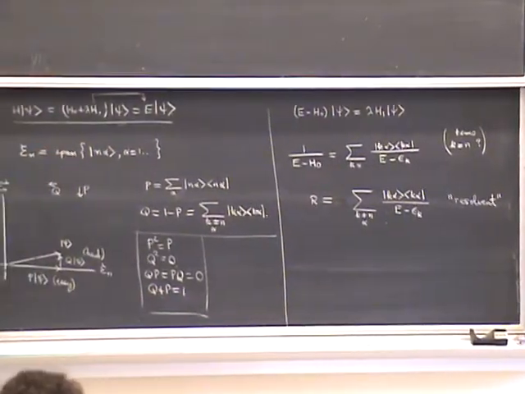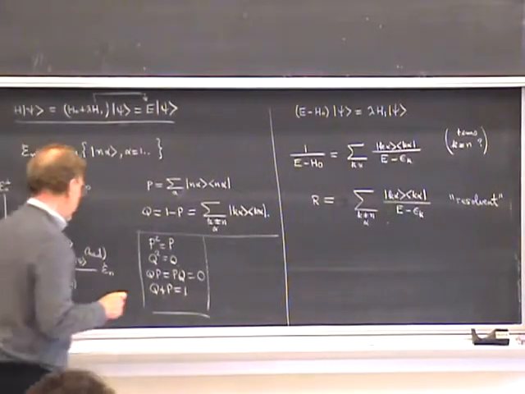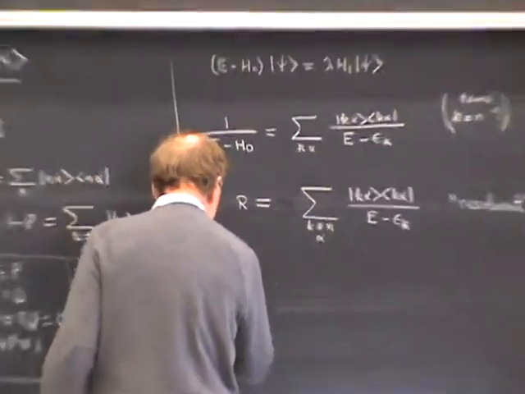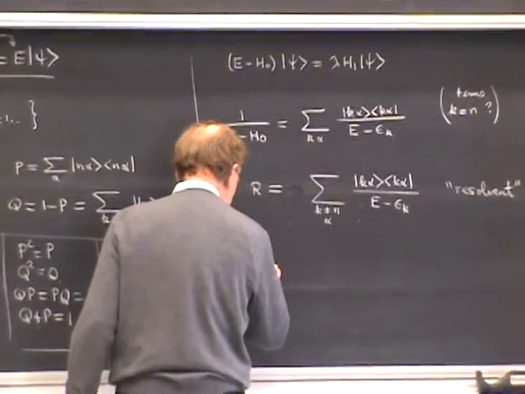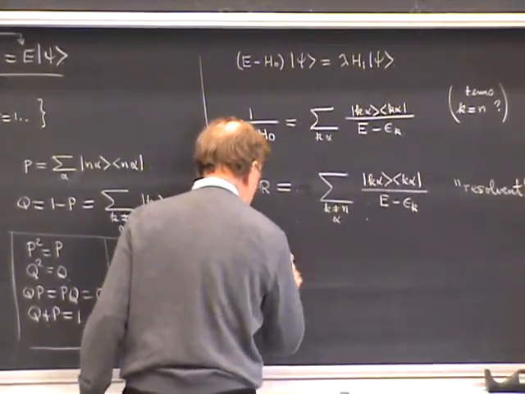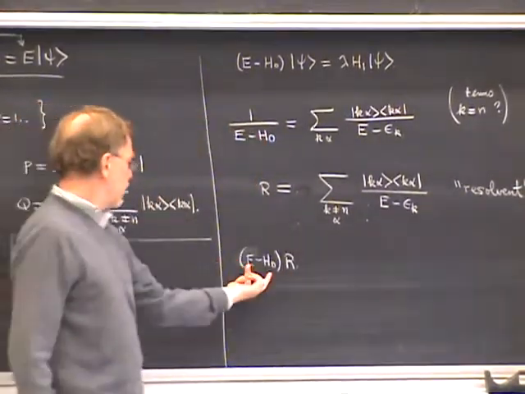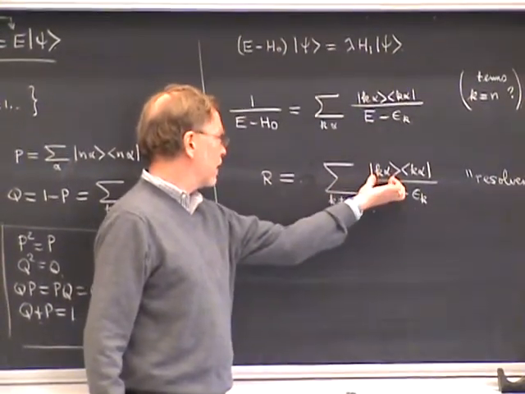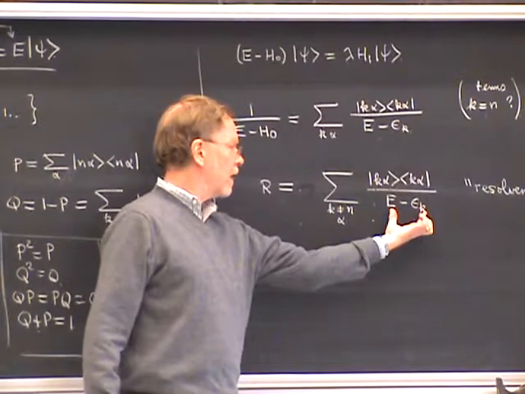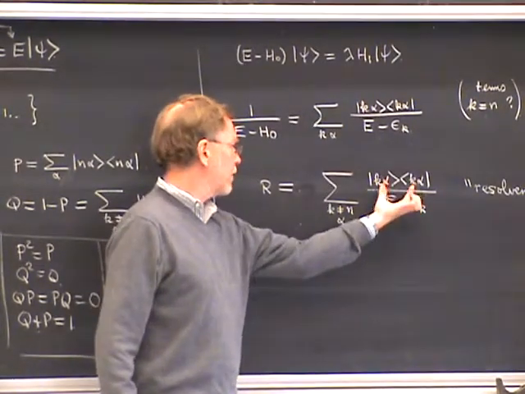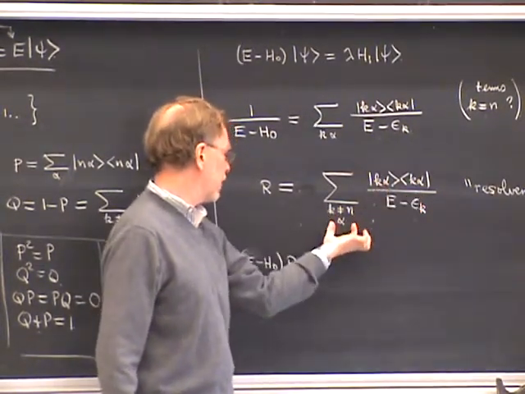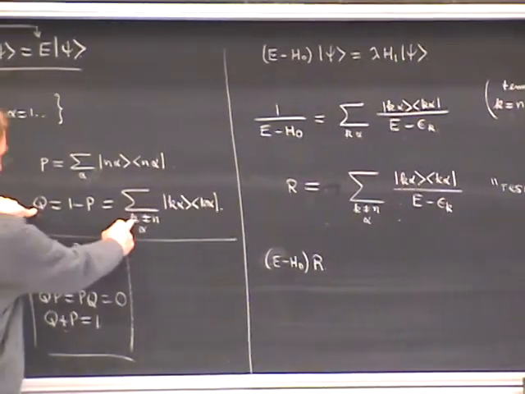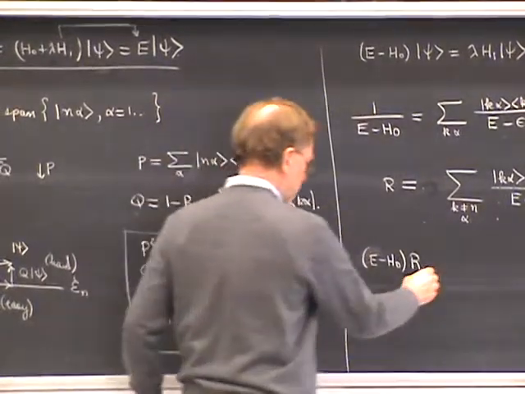All right. Now, what about the meaning of this operator R? What does it actually mean? We can get an idea of this if we take R and multiply on the left by E minus H0 applied to R. E minus H0 is going to act on the |k, alpha> and bring out E minus epsilon k. That'll cancel out the denominator. So all you've got left is the sum of the projectors with the k equals n terms excluded. Well, that's the same thing as the Q projector you see right here. So this is actually equal to Q.